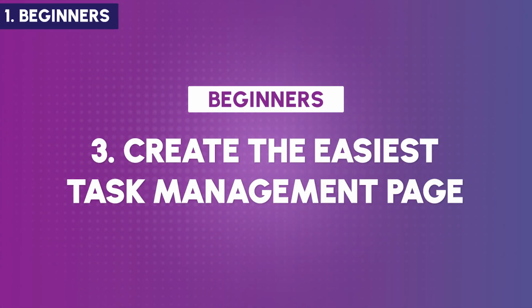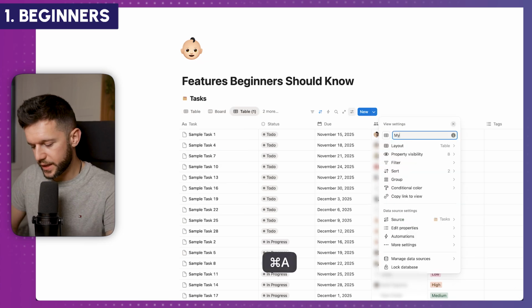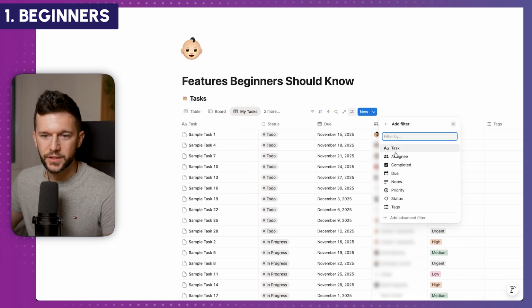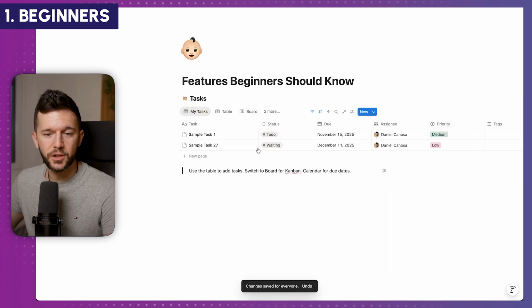Third, a very easy filter that allows you to create the easiest and simplest task manager. Let's say that I have a task management database like this one with all the different to-dos that everybody inside of the company has. But what could I do if I want to see only my tasks? What I will do is create a view called My Tasks, and I can filter it by assignee is me. And therefore, if I am Daniel and I'm logged in with this Notion account, the only tasks that I'm going to see are these ones.